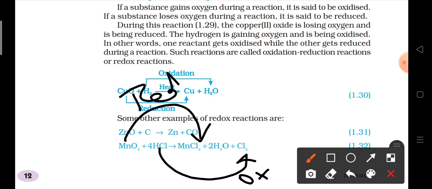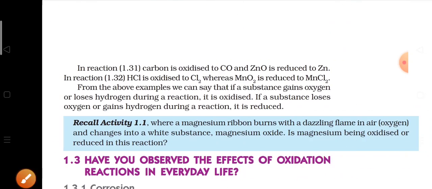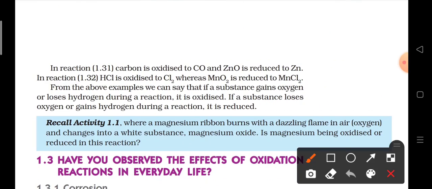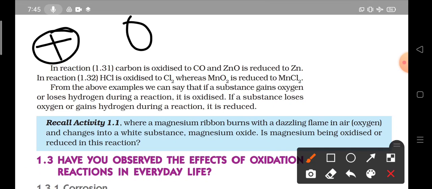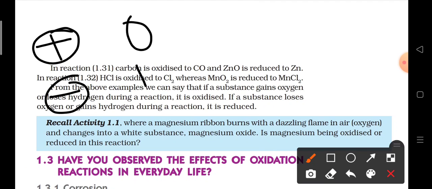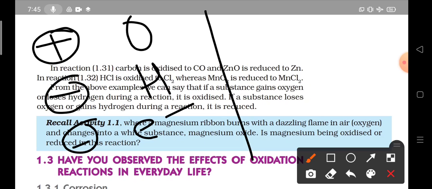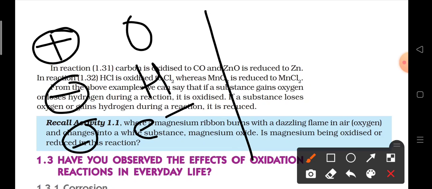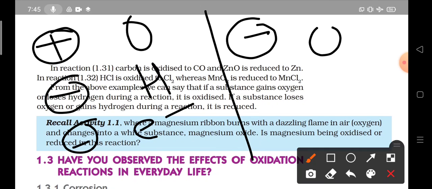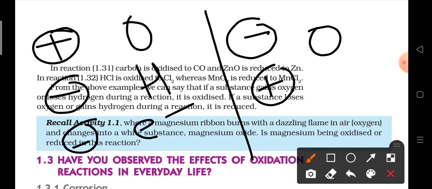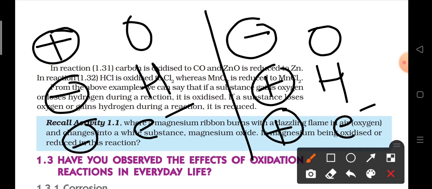Okay, so now we are clear about oxidation and reduction. What is oxidation? Addition of oxygen, removal of hydrogen, loss of electrons. Okay, what is reduction? Removal of oxygen, addition of hydrogen, gain of electrons. So this is reduction and this is oxidation.